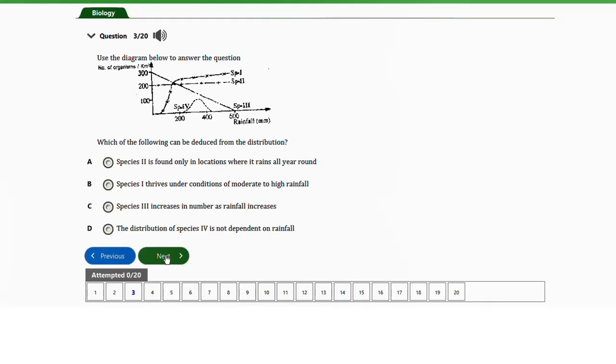Here we have a diagram. The question here says, which of the following can be deduced from the distribution? A. Species II is found only in locations where it rains all year round. B. Species I thrives under conditions of moderate to high rainfall. C. Species III increases in number as rainfall increases. D. The distribution of species IV is not dependent on rainfall.